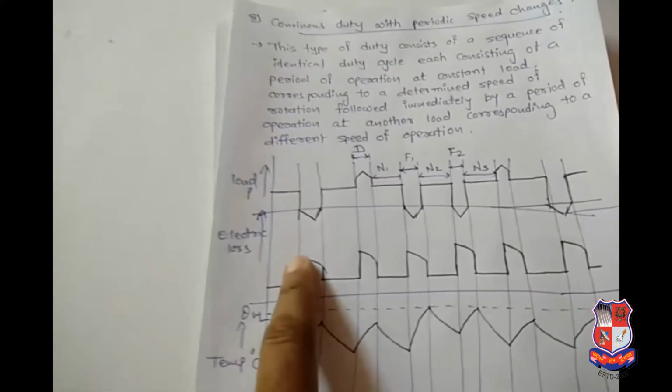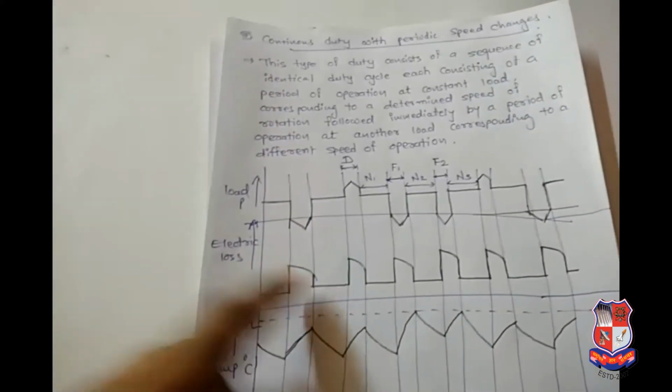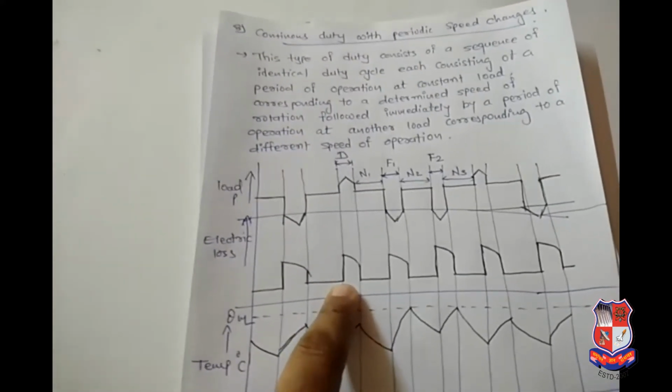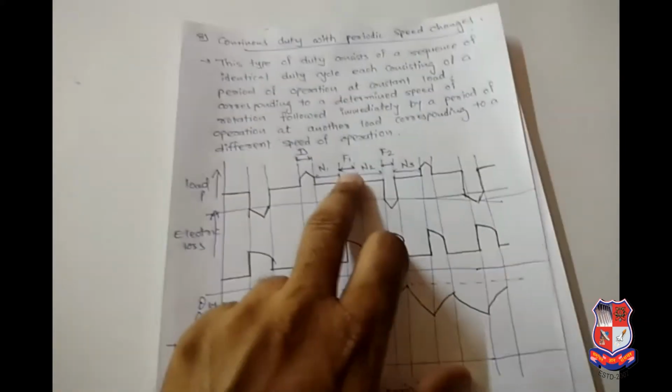If we show the graph between time versus electric loss, the losses will increase at the time of acceleration, then at constant load the losses try to decrease, then again increase and try to decrease at the time of constant rated load, and these losses also increase at the time of braking. So we have two braking points, F1 and F2. At these times the losses increase.